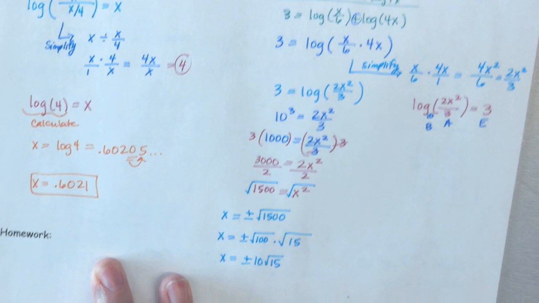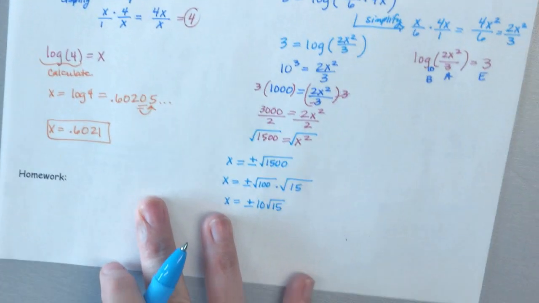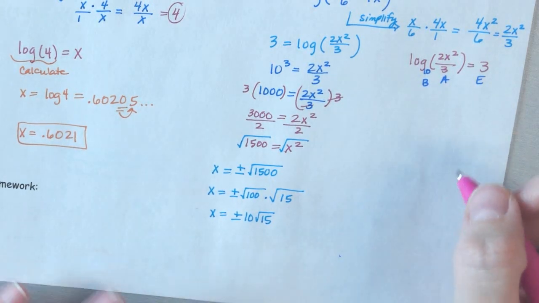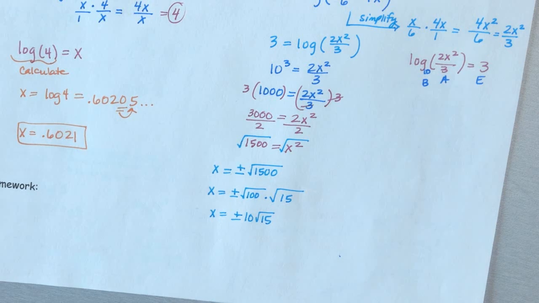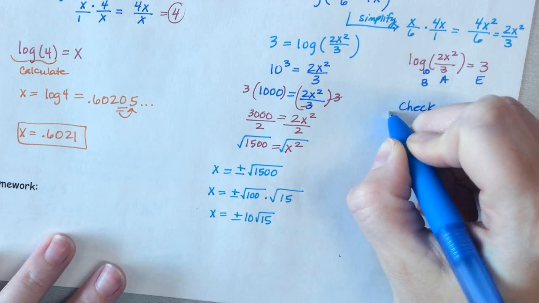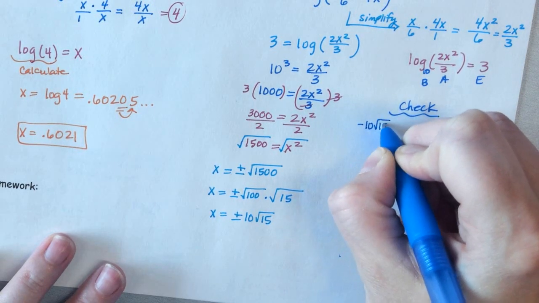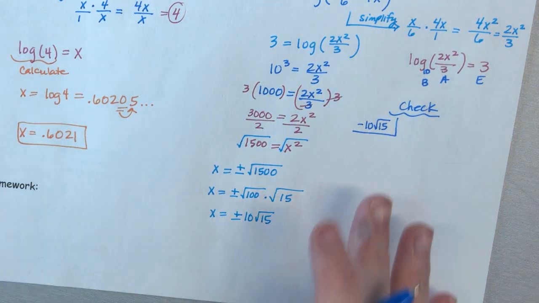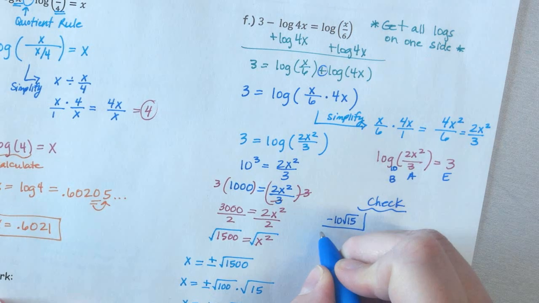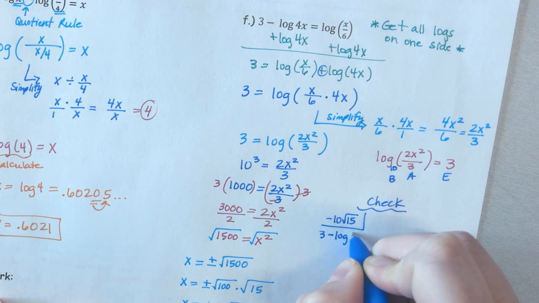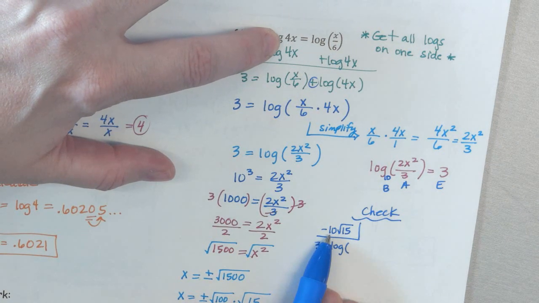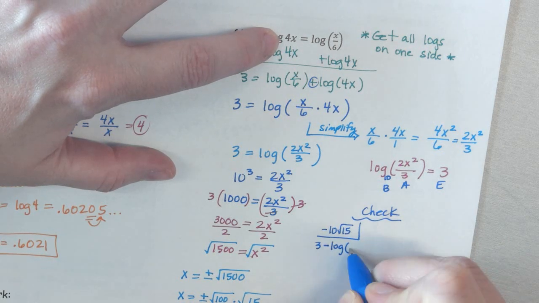Okay, but remember, sometimes when you check it, you're going to see right away when it's invalid and when it's not valid. Okay? So I'm going to make this check as painless as possible. I'll show you the check of the whole thing too. Okay? So with your check, I just want to see the negative 10 root 15, and we're just going to plug it into the original equation here. So it's 3 minus log of, and then if you were to multiply 4 times this, do you know what it would be? It would just be negative 40 root 15.